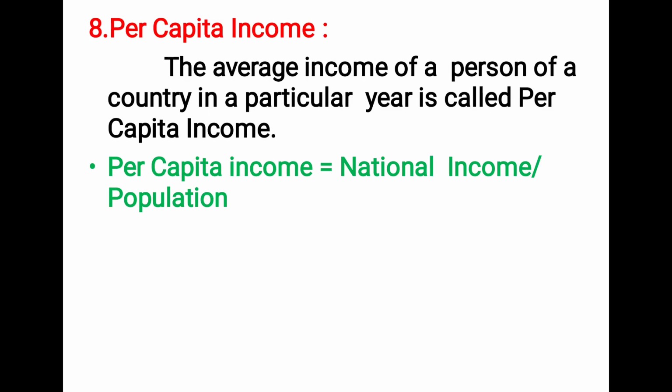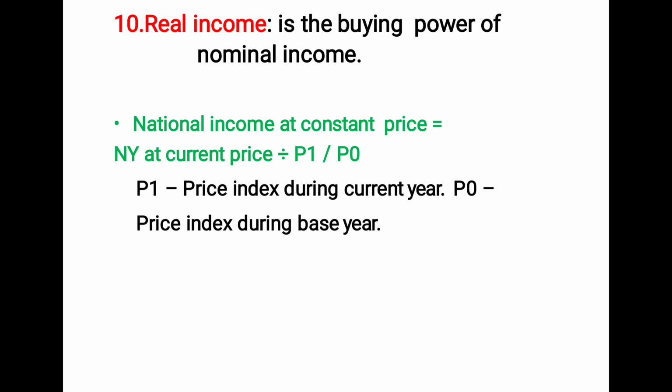What is per capita income? The average income of a person of a country in a particular year is called per capita income. An individual's income is called per capita income. How do we calculate per capita income? National income divided by population. Now what is real income? Real income is nothing but the buying power of nominal income. So how do we calculate this real income?